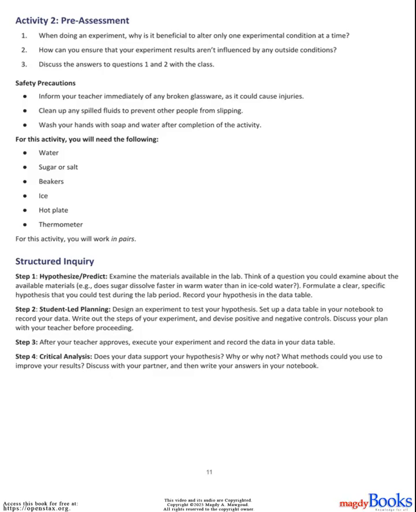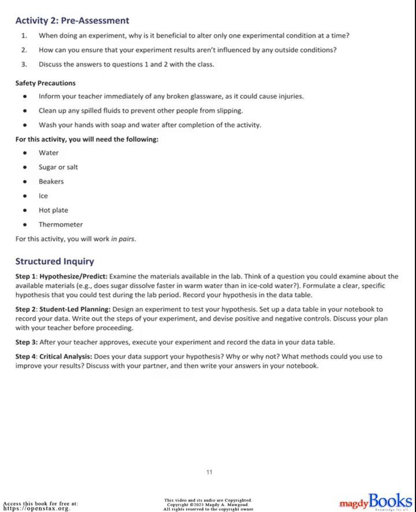B. Safety precautions. 1. Inform your teacher immediately of any broken glassware, as it could cause injuries. 2. Clean up any spilled fluids to prevent other people from slipping. 3. Wash your hands with soap and water after completion of the activity. C. For this activity, you will need the following. 1. Water. 2. Sugar or salt. 3. Beakers. 4. Ice. 5. Hot plate. 6. Thermometer. For this activity, you will work in pairs.